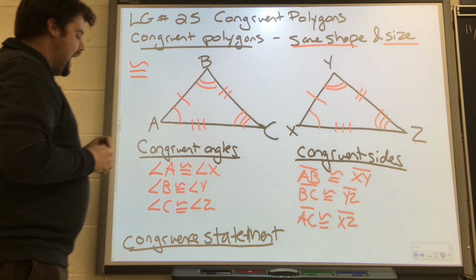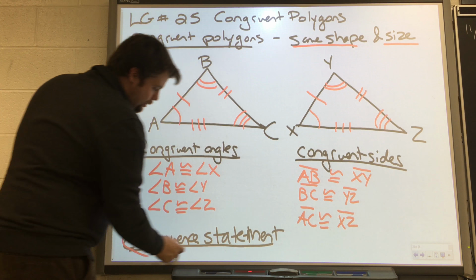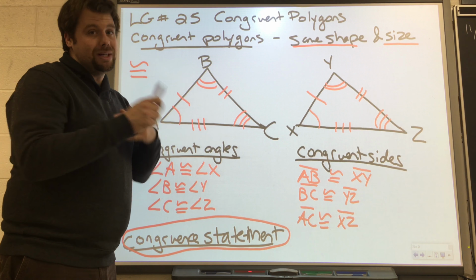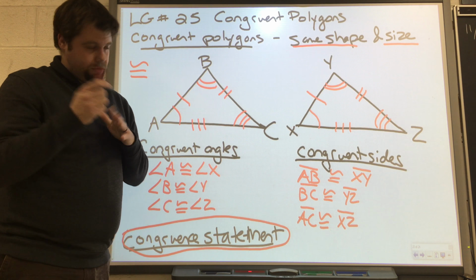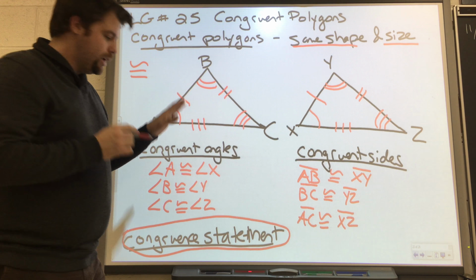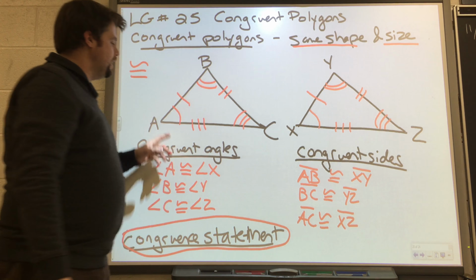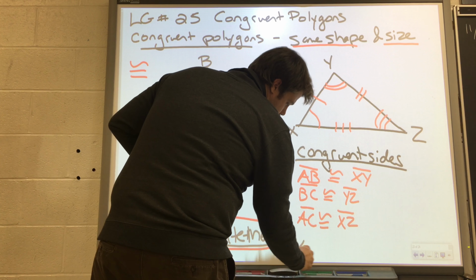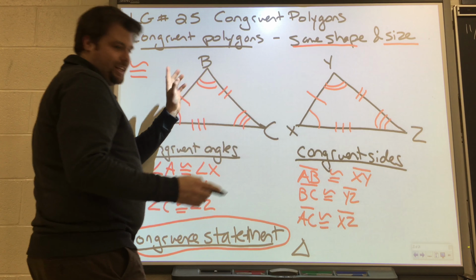All right, now we have this thing called a congruent statement. And a congruent statement basically shows you what parts in what order match. So the easiest way to write a congruent statement is just to identify the first triangle. We'll call it triangle ABC.